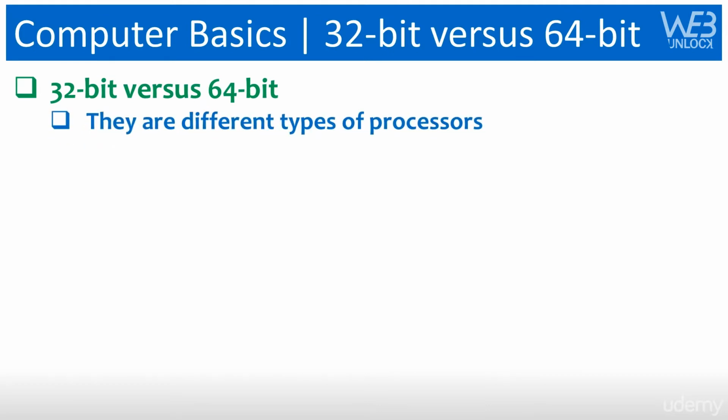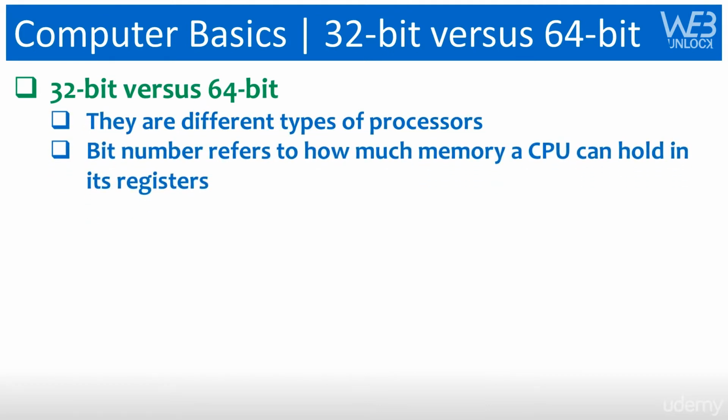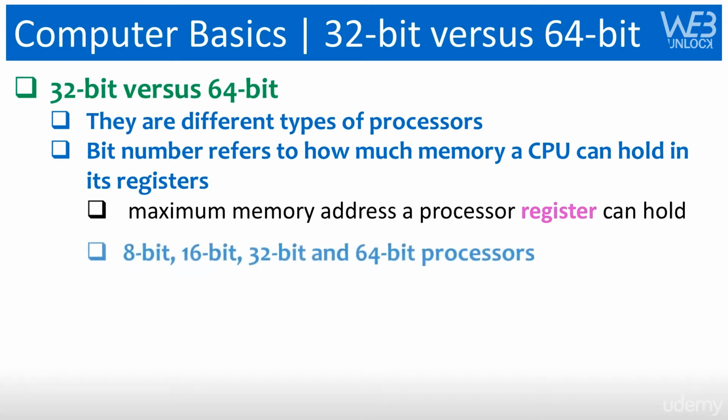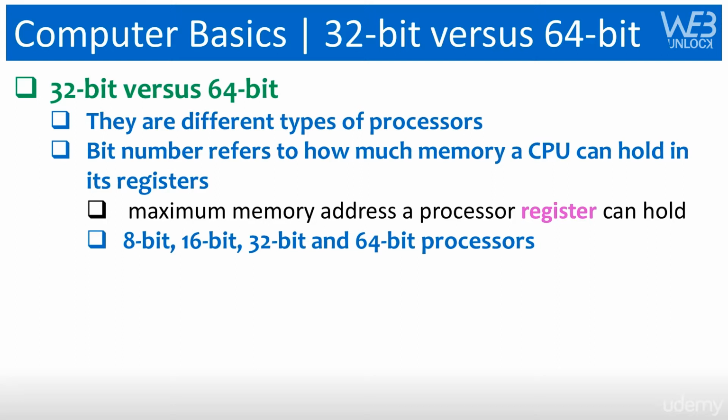There are different types of processors that sometimes are referred to by the bit numbers of how much memory a CPU can hold in its registers. The maximum memory address a processor register can hold is often a key indication to say, this is a 32-bit system or a 64-bit system, or it could be an 8-bit system, 16-bit, etc. What is the maximum memory address that can fit and be held in a register for the CPU?